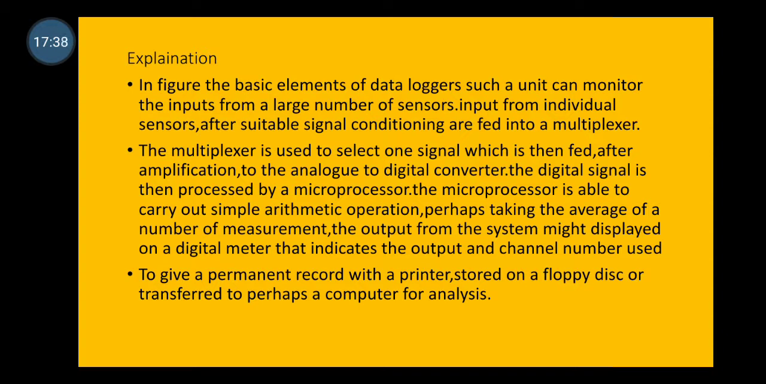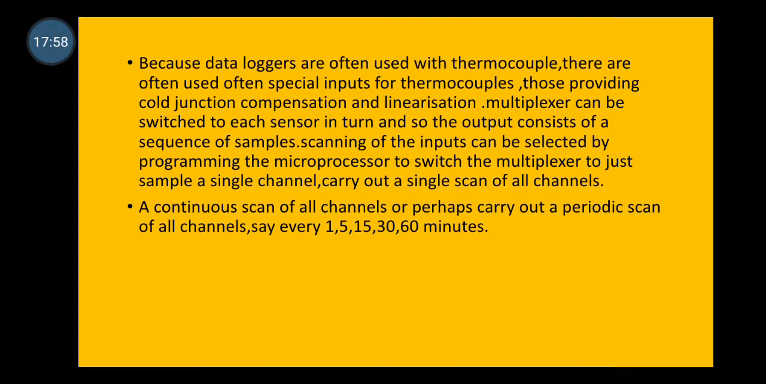The output from the system might be displayed on a digital meter that indicates the output and channel number used, with a printer to give a permanent record, stored on floppy disk, or transferred perhaps to a computer for analysis. Because data loggers are often used with thermocouples, they often have special inputs for thermocouples, providing cold junction compensation and linearization.